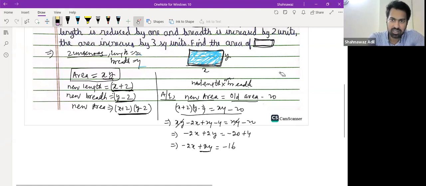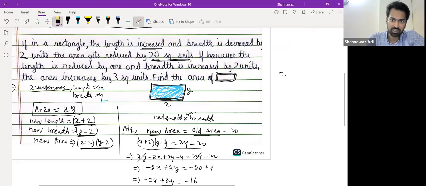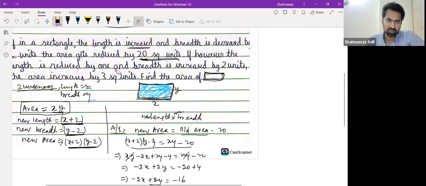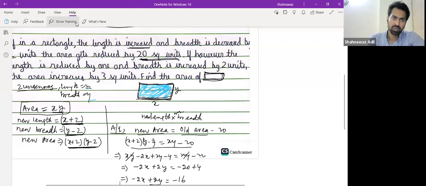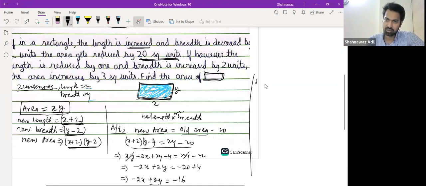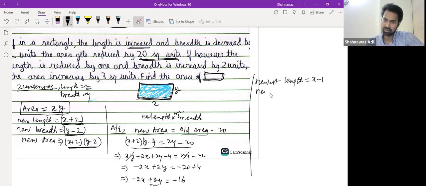Okay, now let us understand the second condition. If, however, the length is reduced by 1, what is the newest length? The length is X, remember, and it is reduced by 1. So the newest length is X minus 1. And what is the newest width? It is increased by 2 units, so it is Y plus 2.